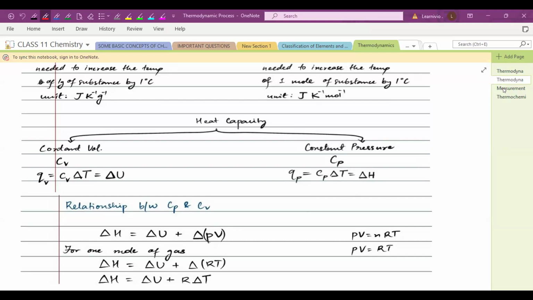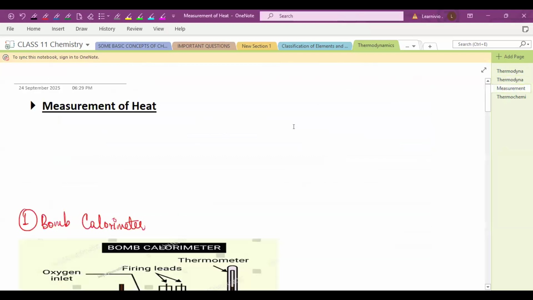So today we are going to start with the measurement of heat. Okay, so in which we will do some calorimetry here. So we will see basically the principle, how it works, and what is the use of the bomb calorimeter and the coffee cup calorimeter. Two types of calorimeter are there.